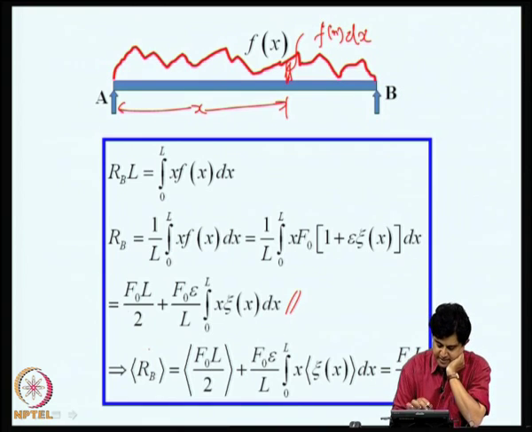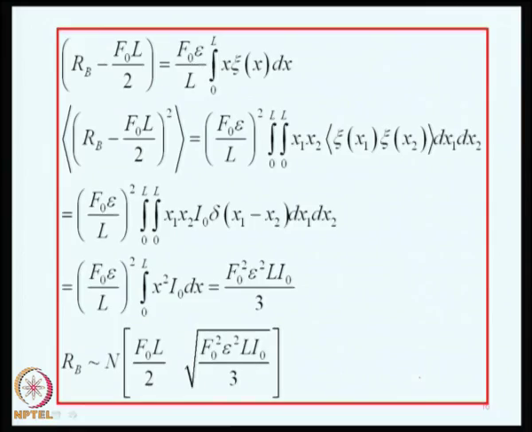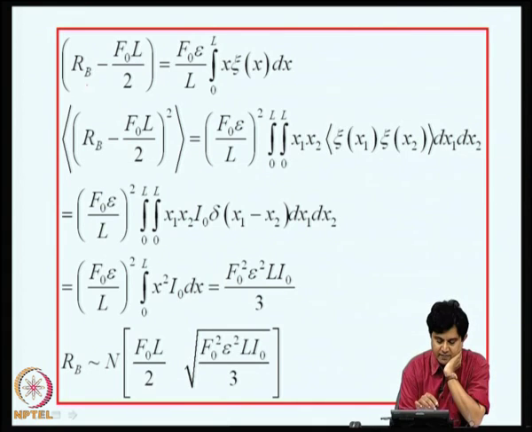Now, you take the expectation. The first term is deterministic, it stays as it is. The next one is f naught epsilon by L integral of x into the expected value of xi of x. Xi of x has 0 mean, therefore, the mean of the reaction is f naught L by 2. Now, I will consider the variable R B minus f naught L by 2, which is another random variable, but now it will have 0 mean, and it is given by f naught epsilon divided by L into the integral from 0 to L of x psi of x dx. The mean of this is 0.